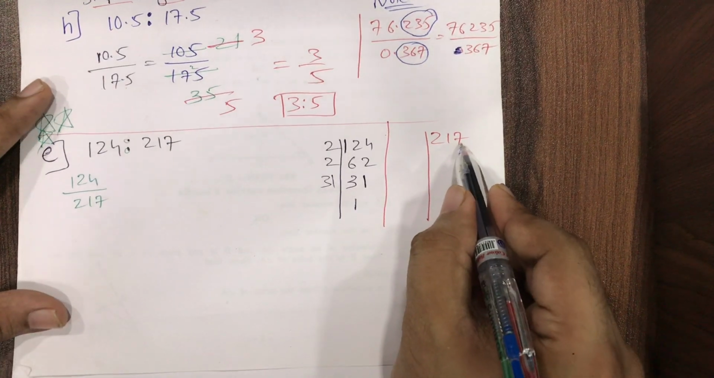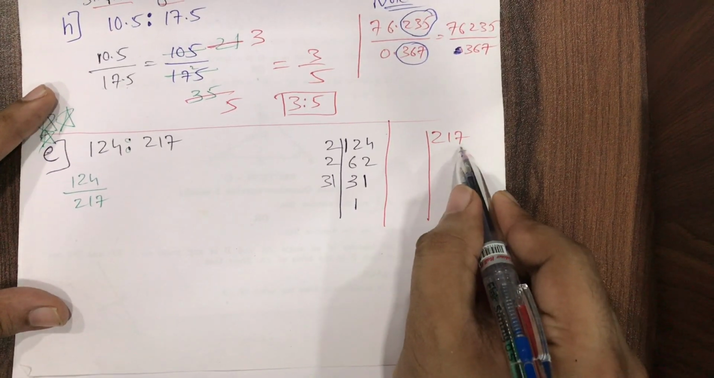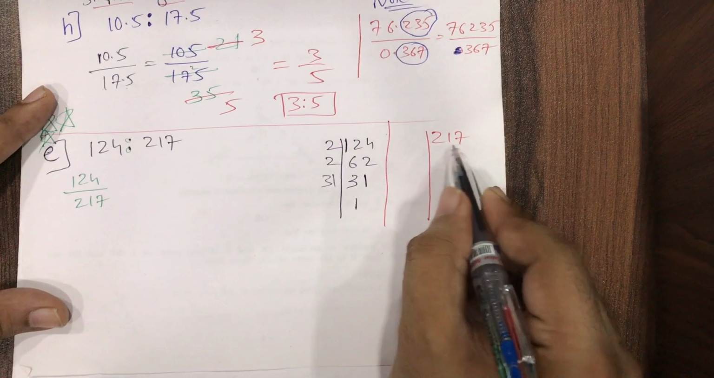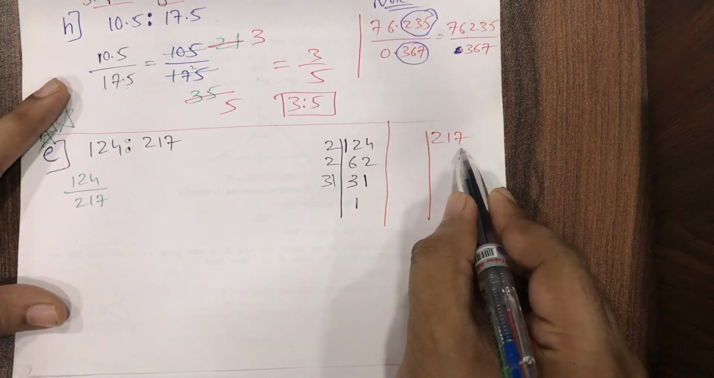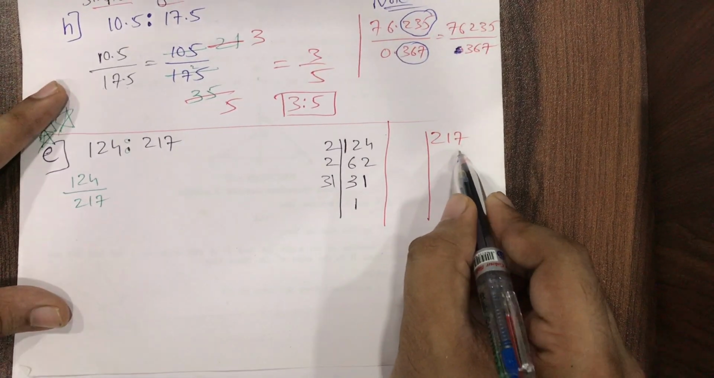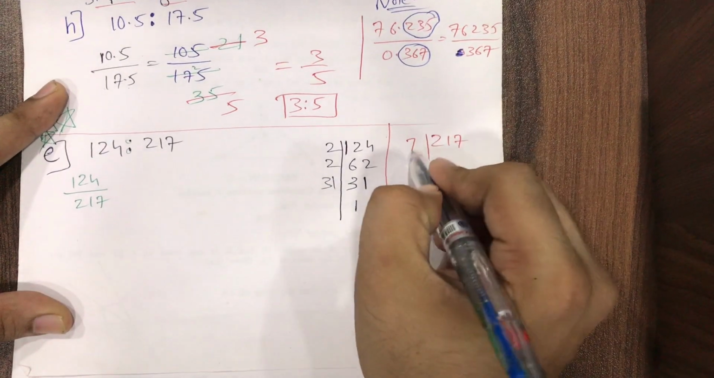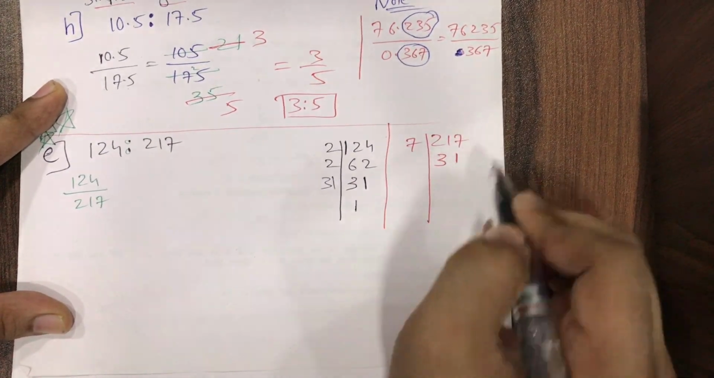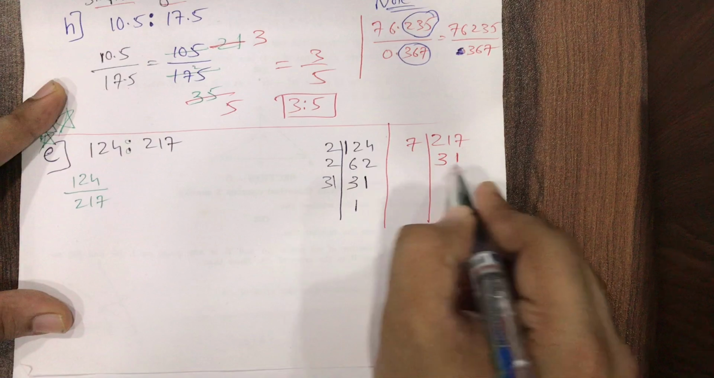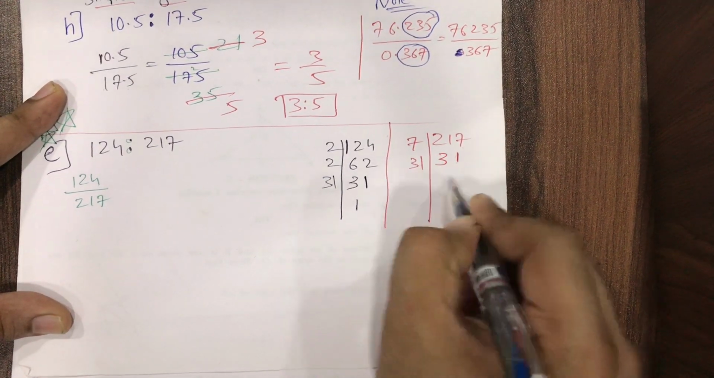4 will not go because it's an odd number. 5 also no. 6 also no, not possible. 6 is an even number, and here we have 7 as an odd number. It will not go. 7, yes, 7 it can go. So 7 3s are 21 and 7 1s are 7. And once again I got a prime number, and the same prime number, 31 ones are 31.